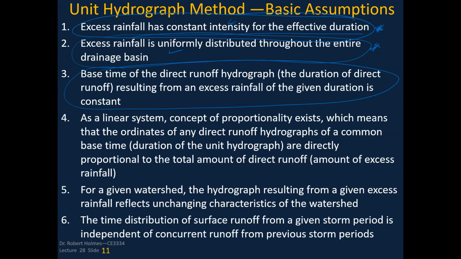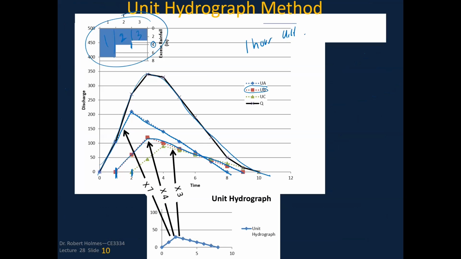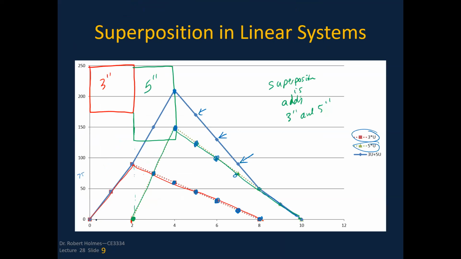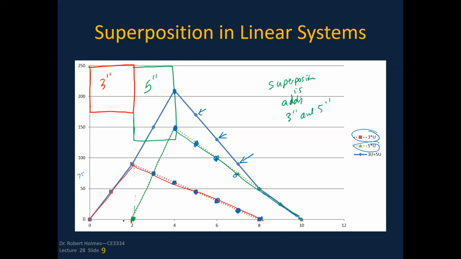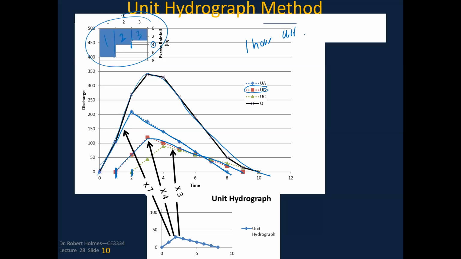The next thing is the base time of the direct runoff hydrograph for the duration of runoff is constant, which means what? Let's go back to this slide where we have a unit hydrograph. This is my base duration in this case. This is my unit hydrograph here. And I'm saying that no matter what, the unit hydrograph has the same 8 hour duration. You can see that on these subsequent illustrations, there is 8 hours, and then I put my next rain.